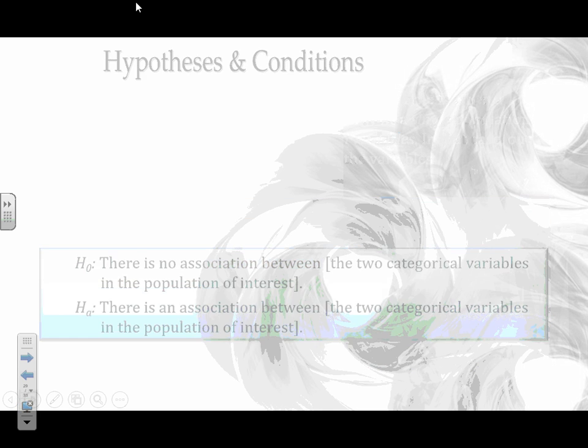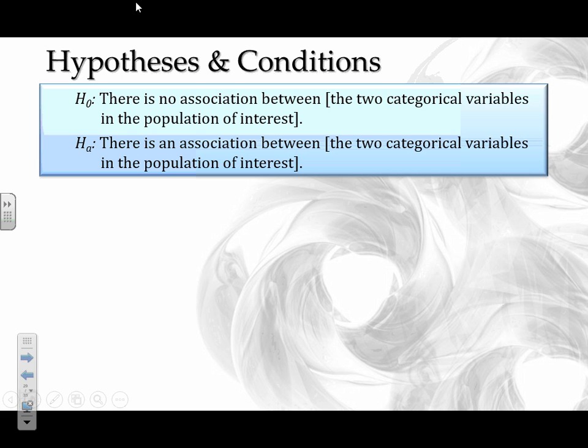So with this test, the hypotheses that we're actually testing: the null is just like we would expect. We always assume no difference. So for this test of independence, we would assume no association. So they're not related to each other in any way. So the null: there is no association between the two categorical variables in the population of interest. That second part in brackets is just your context that comes from your specific question.